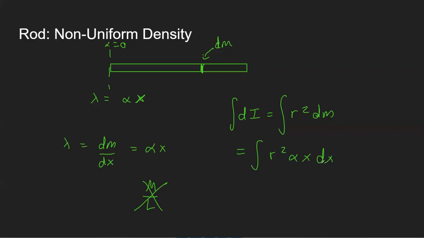And now, again, since we've already introduced our coordinate system, we have x equals 0. Our distance r is simply equal to x. And so our integral becomes the integral of alpha x cubed dx, evaluated from 0 to L. And I will leave the integration to you guys.